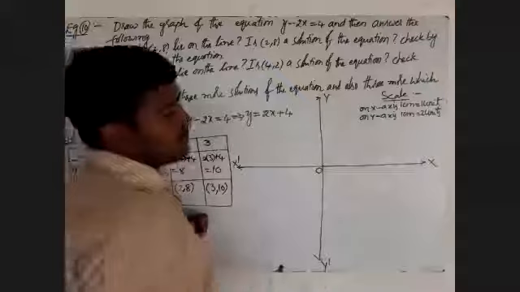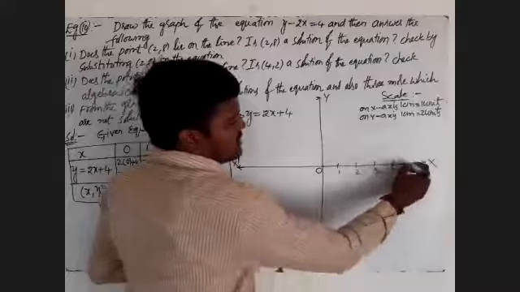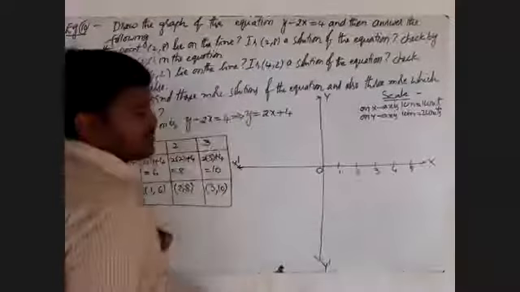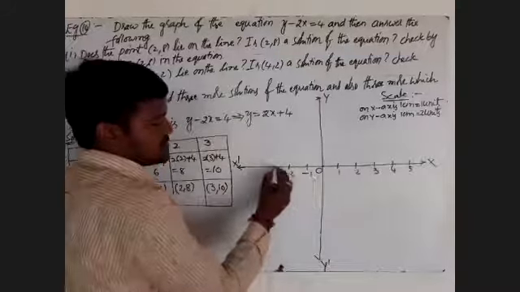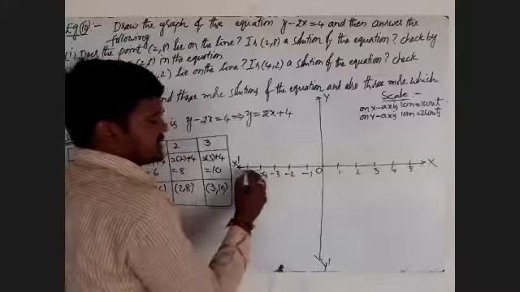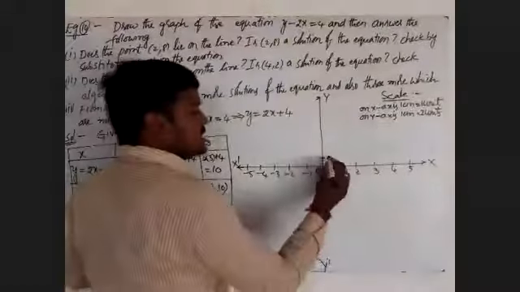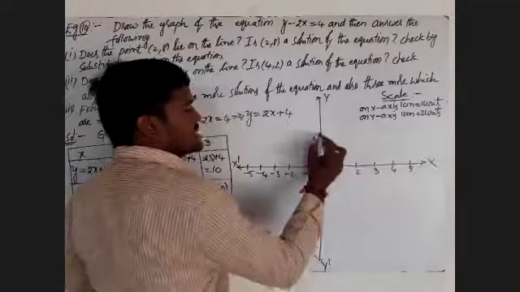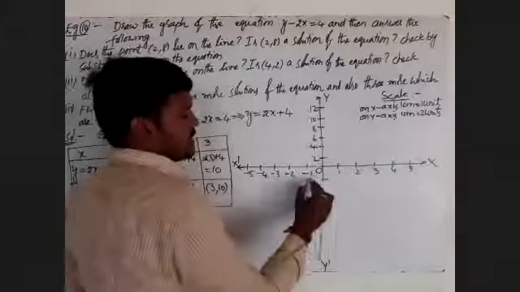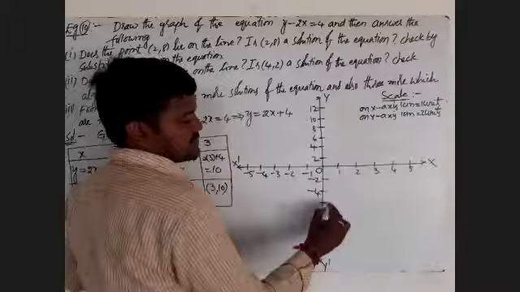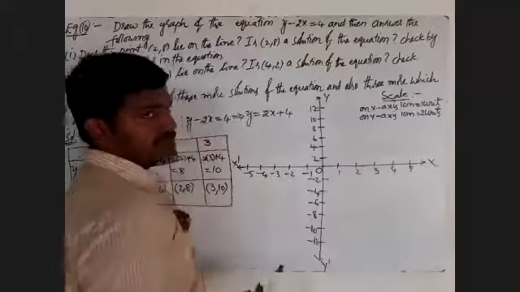Okay, first we will plot the x-axis values. This is 1, this is 2, this is 3, this is 4, and this is 5. After that we will plot the negative x-axis. This is -1, -2, -3, -4, and -5. After that we will plot the y-axis values: this is 2, 4, 6, 8, 10, and 12. After that we will take -2, -4, -6, -8, -10, and -12. We'll observe in this one.